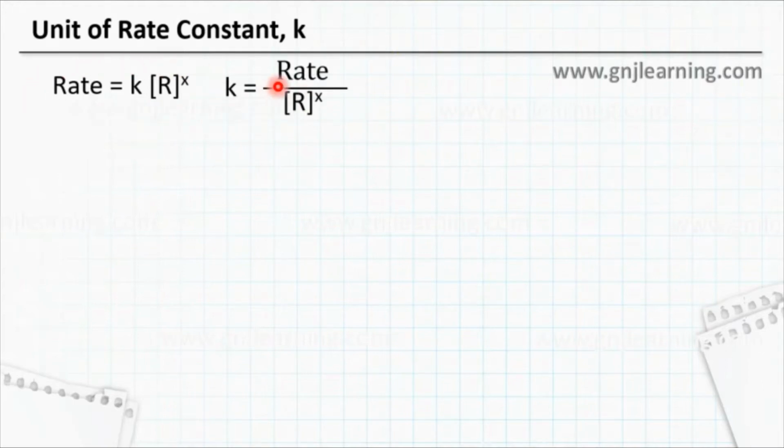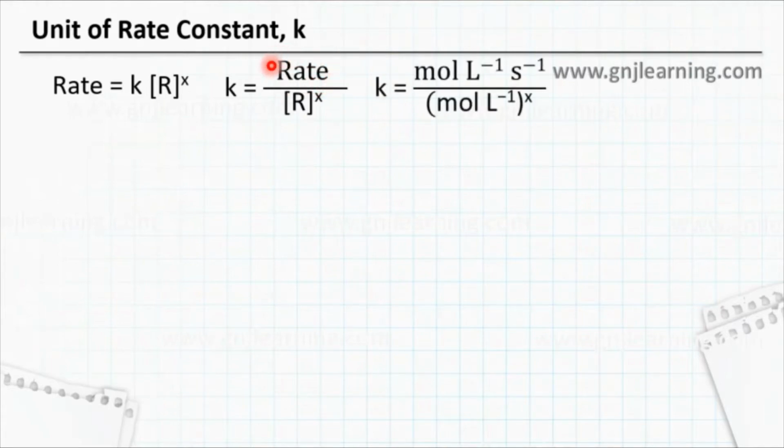So what is the unit for rate, which we have seen in the previous part? Rate is nothing but mole liter raised to minus 1, second raised to minus 1. On the other hand, we have the molar concentration here, which is mole per liter, and as the exponent X you will get the order of that particular reactant.